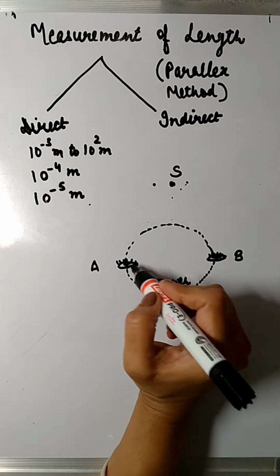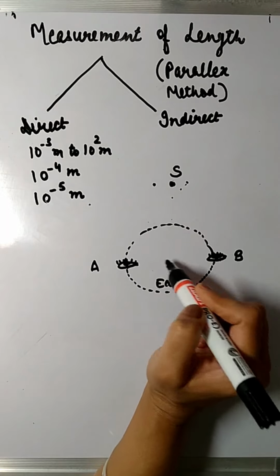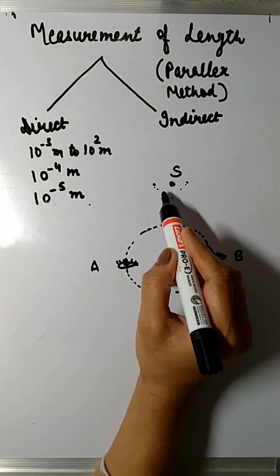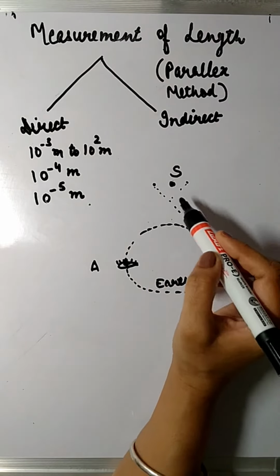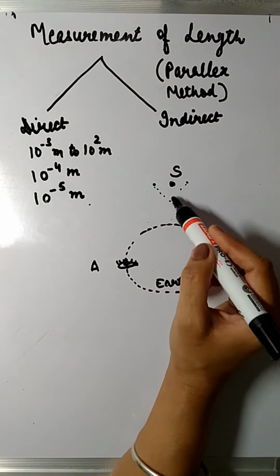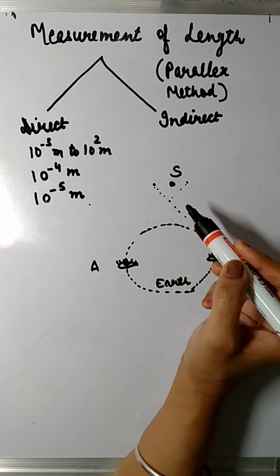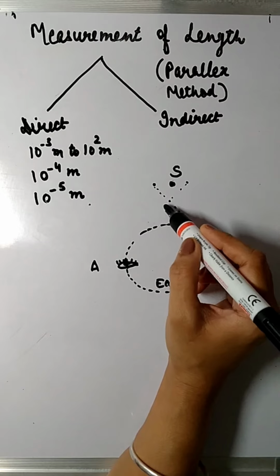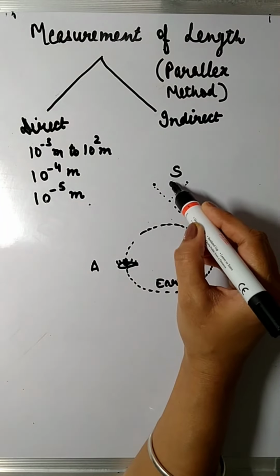Similarly, when we observe from this side, this is a line of sight. And the lines where they meet each other, where they merge with each other, this is the point. The angle which is formed at this point is called the parallax angle. So in this case, this is the actual position.